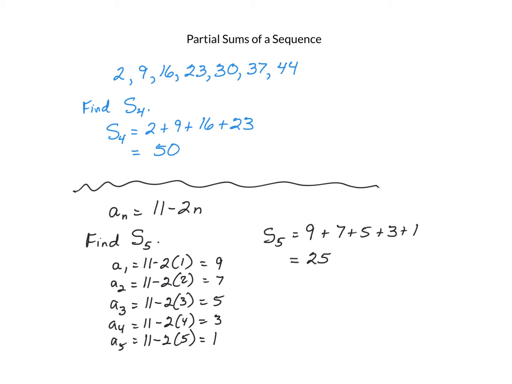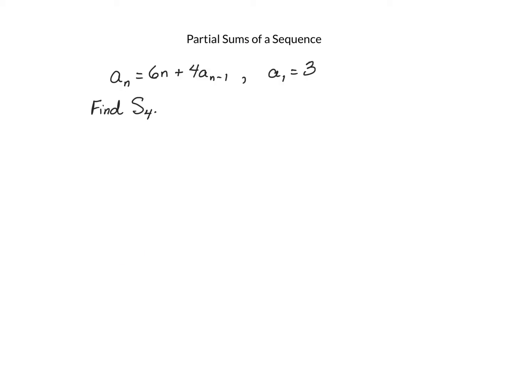Let's do one more problem. This sequence will be defined recursively. We have a sub n equal to 6n plus 4 times a sub n minus 1, and our first term is equal to 3. And the question is to find the fourth partial sum, S sub 4. So here we go. We already know the first term is 3, but we need the second term, the third term, and the fourth term. So let's write it out.